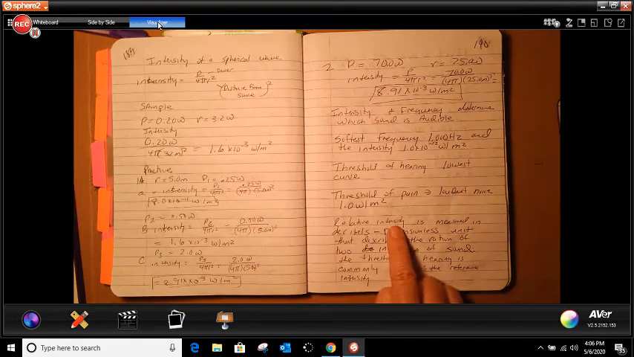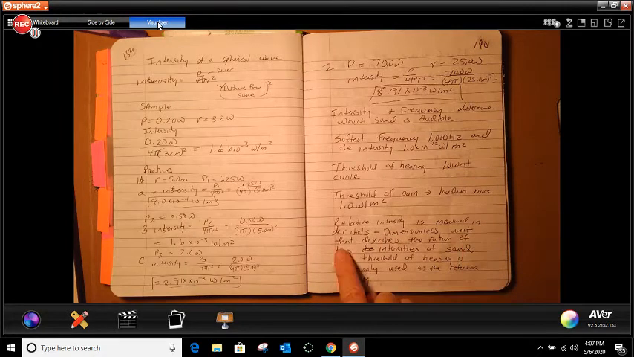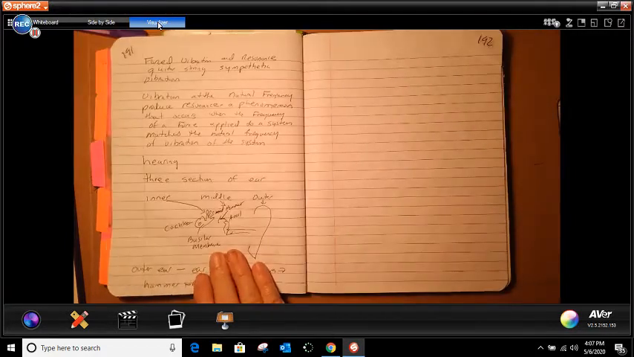A relative intensity is measured in decibels. Decibels are dimensionless units that describe the ratio of two quantities of sound. The threshold of hearing is commonly used as a reference intensity.